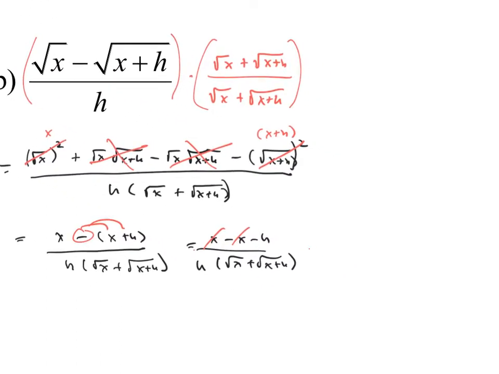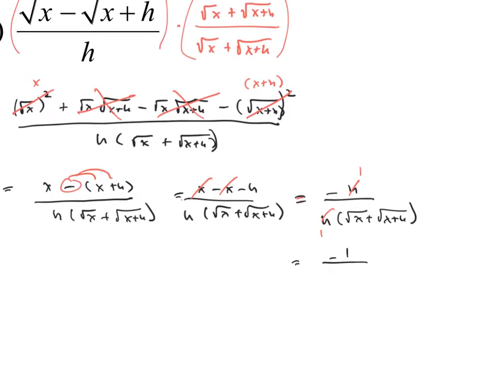So here I'm left with a negative h all over h times the square root of x plus the square root of x plus h. But now, only now that those x's canceled, I have an h on top and an h on bottom that are factors, so only now can I simplify those. I can't do two steps in one. A lot of students like trying to cancel the h's in the previous terms, but you cannot mathematically do that because it's not a factor, and remember, you can only simplify factors.